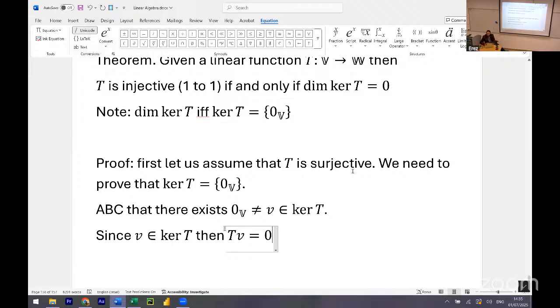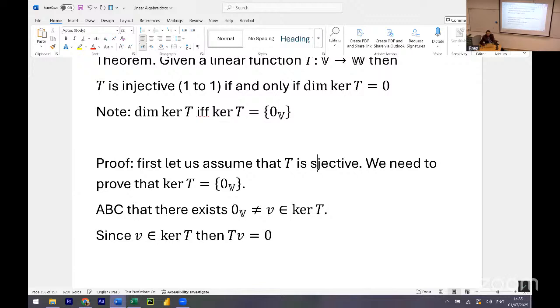And by the way, I made a mistake here. I assumed that T is surjective and I meant injective. One-to-one. Injective. What does it mean that a function is injective? That there's only one output for each input. No, that's every function. There's no two different inputs that give the same output.